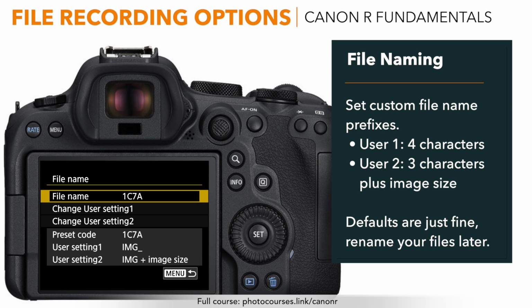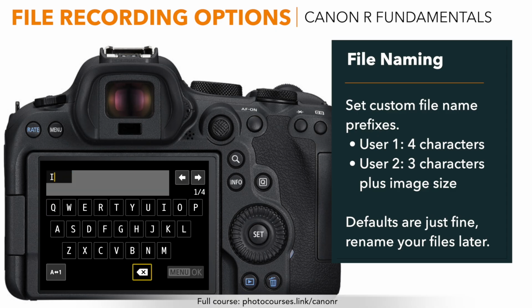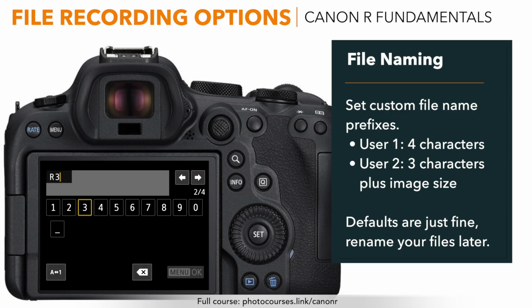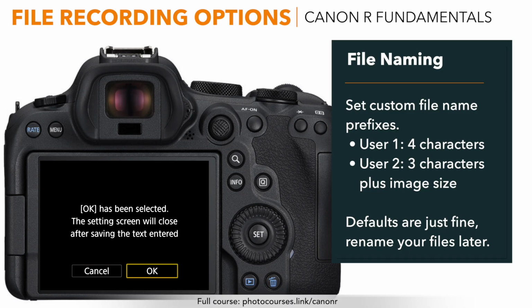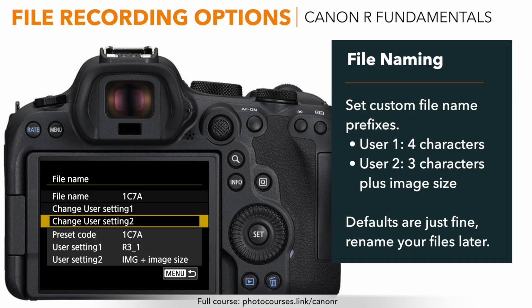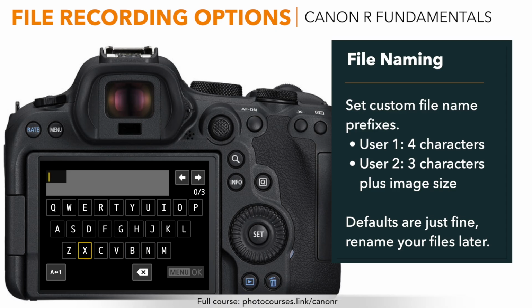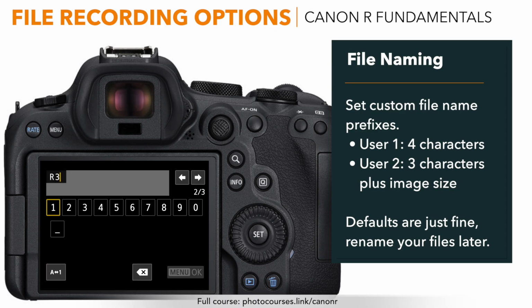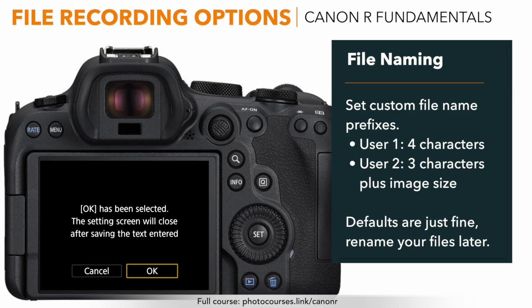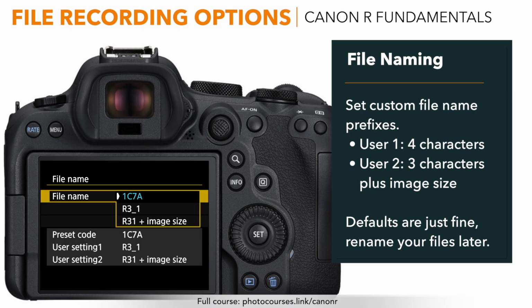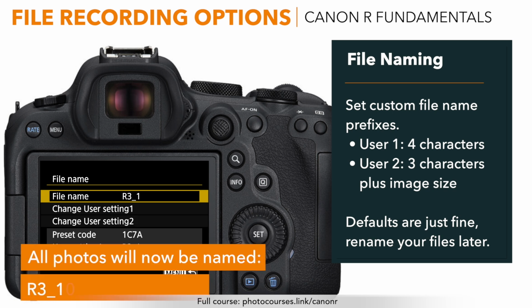Your options are Change User Setting 1 and Change User Setting 2. User Setting 1, you can use the keypad to select 4 characters to use as the naming prefix. And then User Setting 2, this is where you can create a 3-character prefix. The 4th character will be generated automatically depending on the image size. Once your naming conventions are set, you can choose which one you want to use for all subsequent future photos.